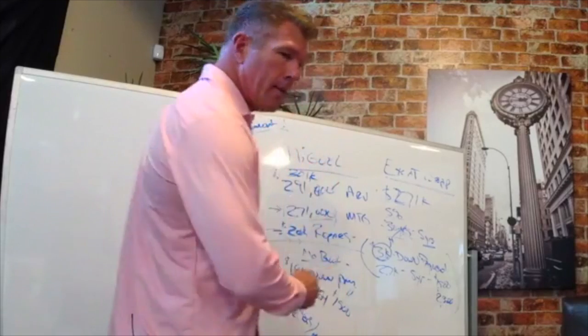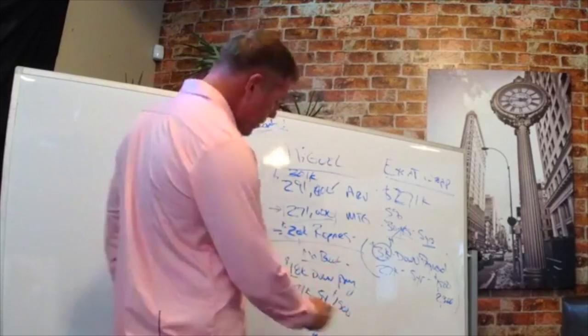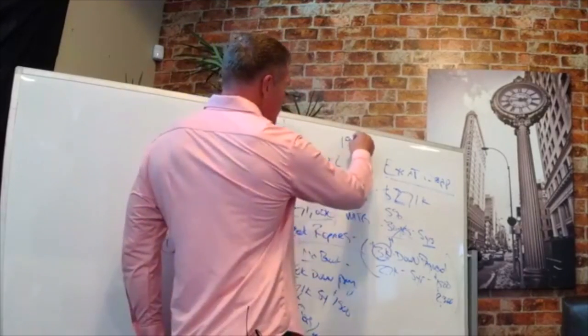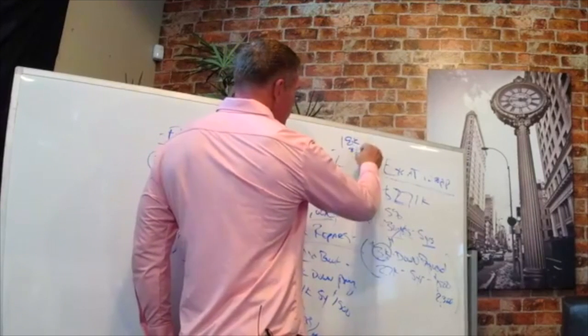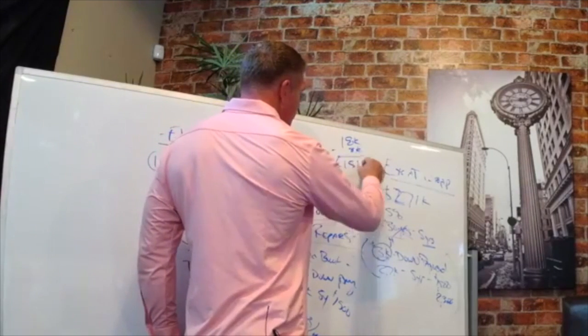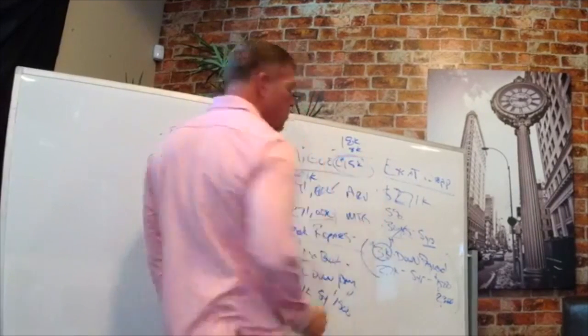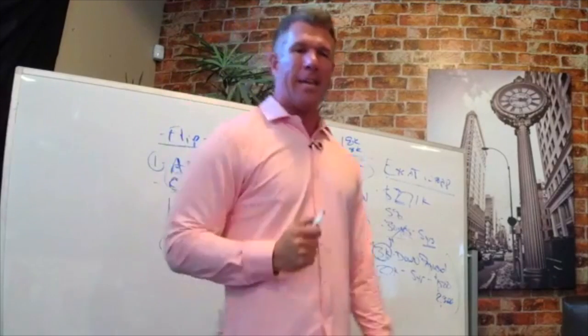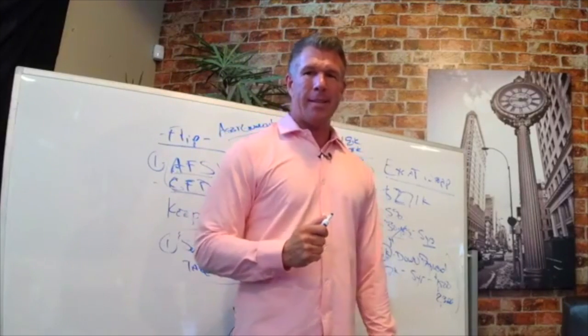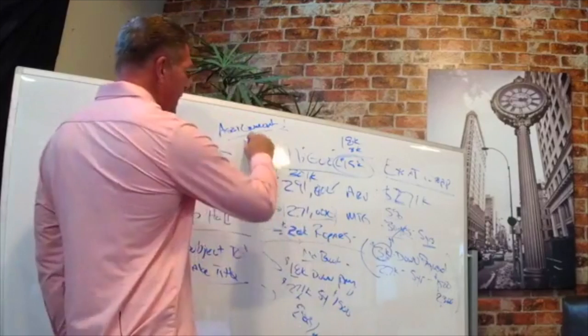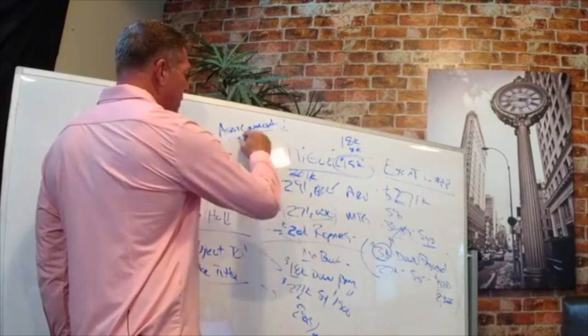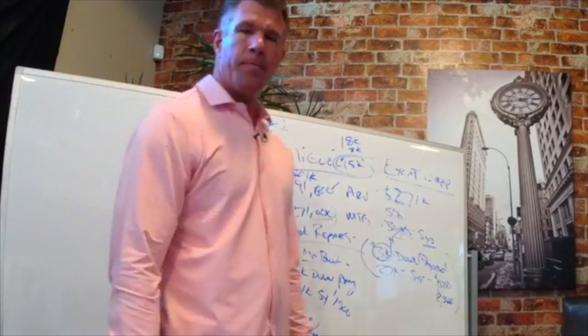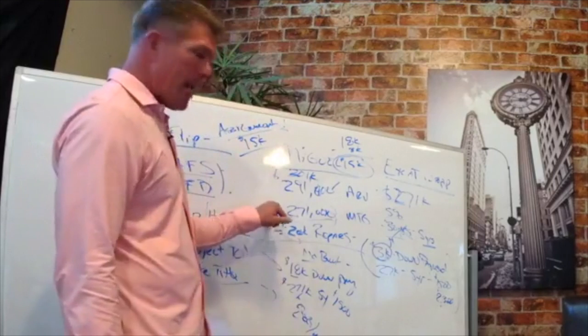So Miguel, in this particular case, 18,000 minus 3,000 is $15,000. So what's your assignment fee? You got it. Your assignment fee is $15,000.